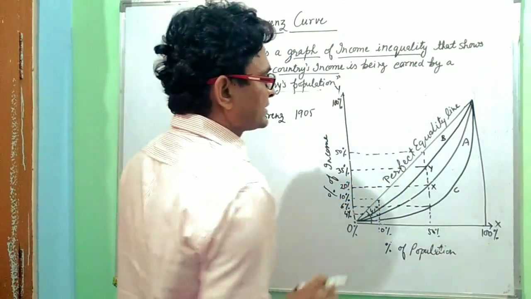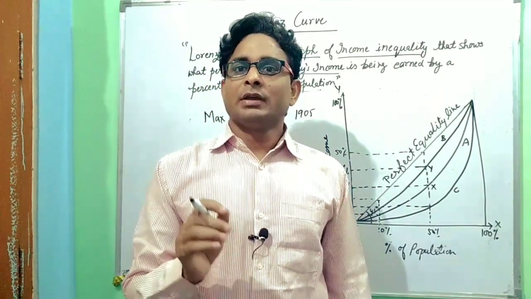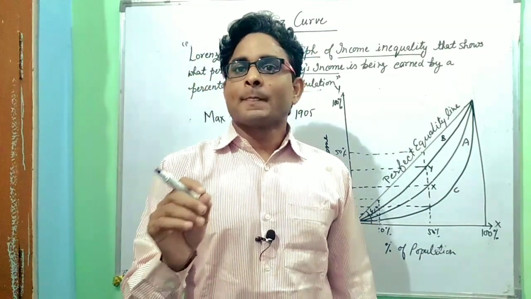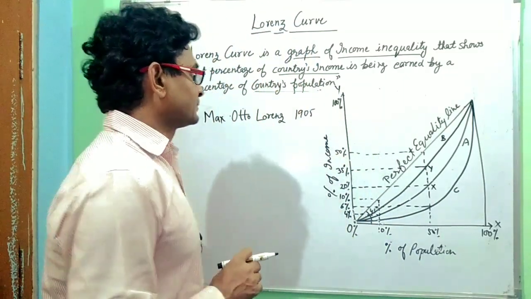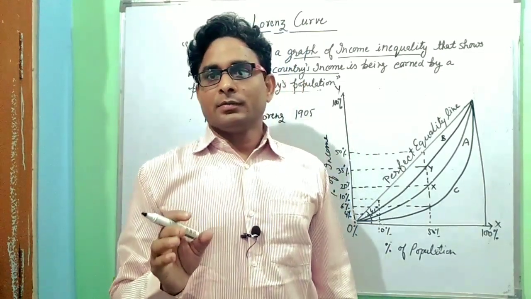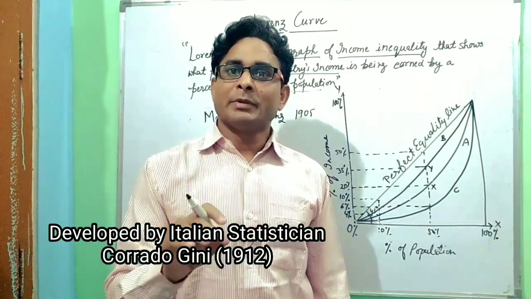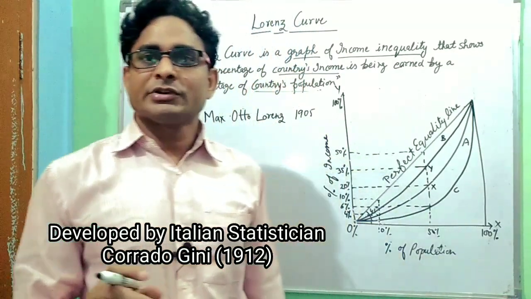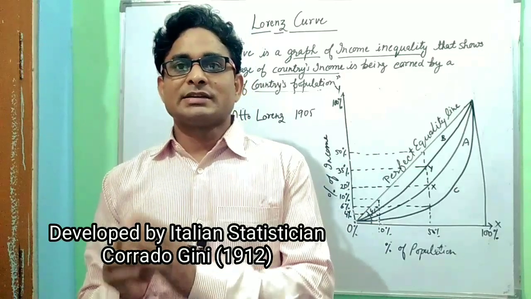So by now we have understood what is Lorenz curve and what is the concept of Lorenz curve. It is basically a graphical representation of inequality, or we can say the relative poverty of countries in terms of income distribution. Now if we represent the relative poverty in statistical or mathematical form, then we come to the concept of Gini coefficient.